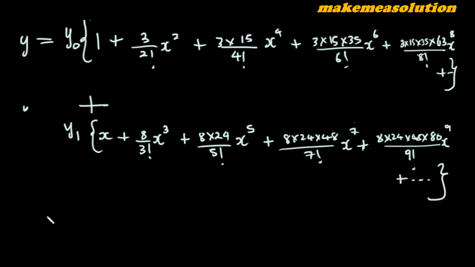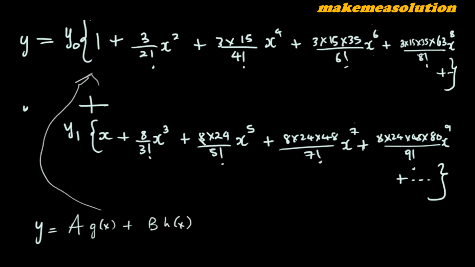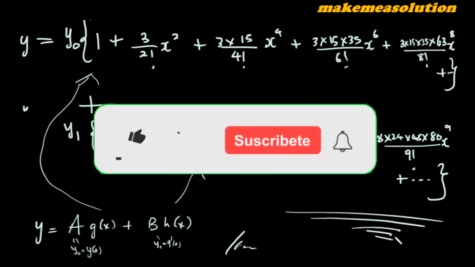So this is the solution to your differential equation. Y is equal to a, and call this one g of x, plus b h of x. So g of x is this function over here, h of x is this function over here, this infinite series, and your a is your y naught, which is your y of 0, and your b is actually your y1, which is your y prime of 0. Is that okay? So this is the solution to your power series. You can stop here. So this is about power series solution of differential equations.